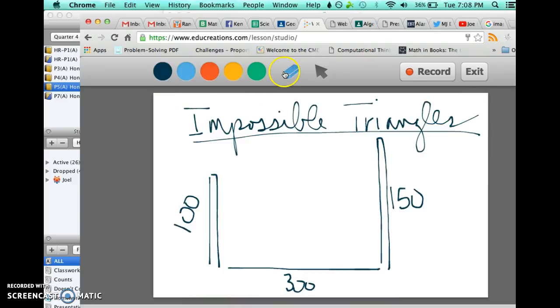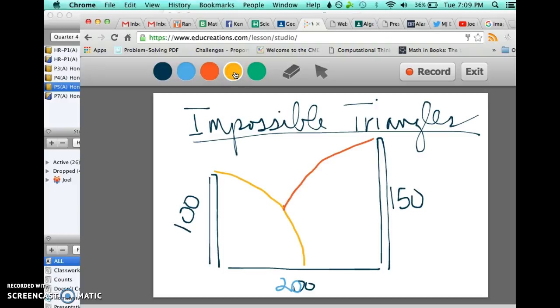Impossible triangles. All right. So, let's say I've got two buildings. One's 100 feet tall, one's 150 feet tall. And I decide to have an explosion that makes the two buildings fall down. And as they fall, well, you could use a compass to imagine their fall through the air. But let's say they fell simultaneously, they would hit each other right there, right?